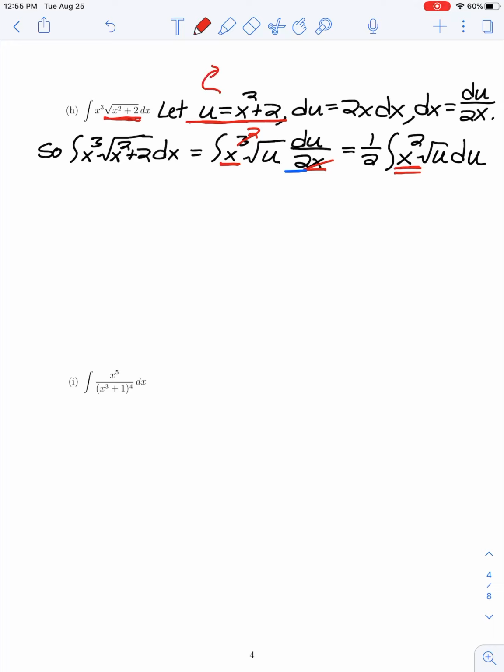A little scratch work up here. If we subtract 2 from both sides, we find x squared is equal to u minus 2. So this x squared term that I was left over with is just equal to u minus 2 by making use of our substitution. Let's rewrite it in that form. We have a constant 1/2 out in front. X squared, we just said, is equal to u minus 2. And then after x squared, we were multiplying by a square root of u du.